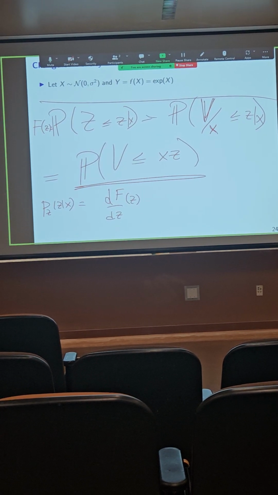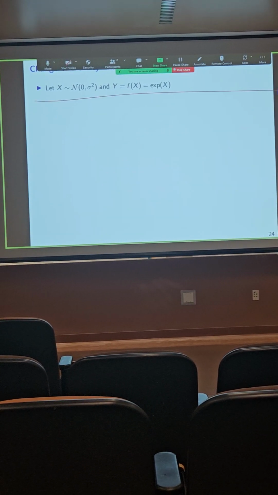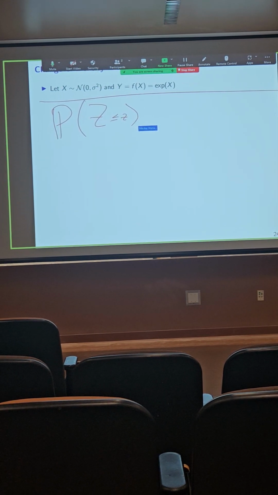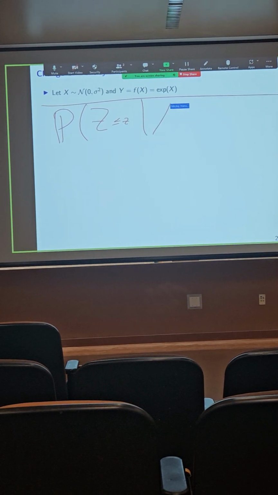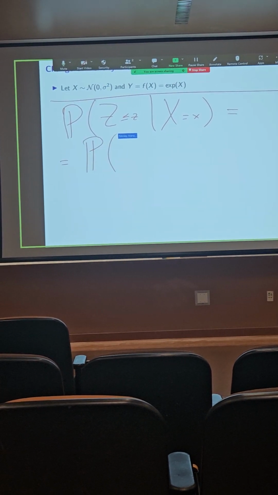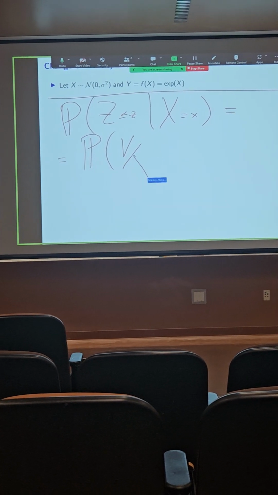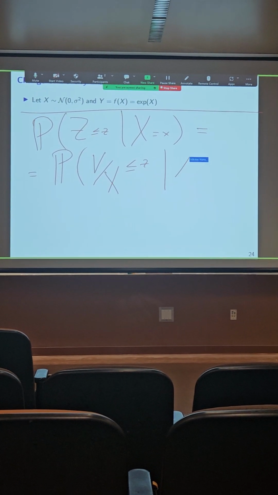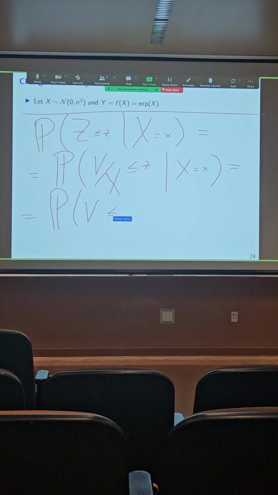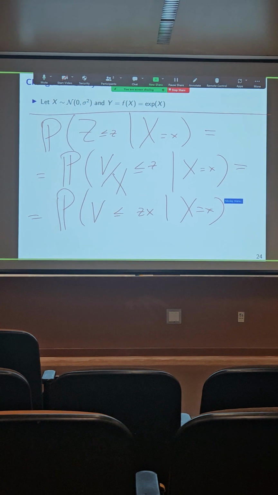Let me be slightly more formal. I know we're not in a probability class, but we should still be formal. So it's P of capital Z being little z, and we want to condition this on capital X being some little x. This is then capital V, the random variable, divided by capital X, but we're conditioning that capital X is little x. We can then write this as V less than or equal to z times little x, conditioned on X equals x. Does this make sense? So we're assuming some value for x is given.